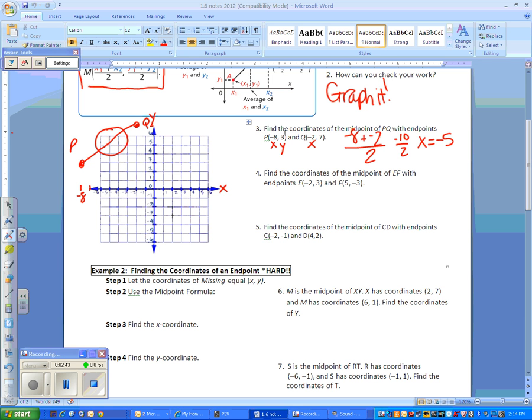Then you're going to do the same thing with your y's. So your y's are always the second number. So we're going to do 3 plus 7. You always add them up, divide it by 2. You're always going to divide it by 2. So 3 plus 7 is 10 divided by 2. So y is going to equal positive 5.